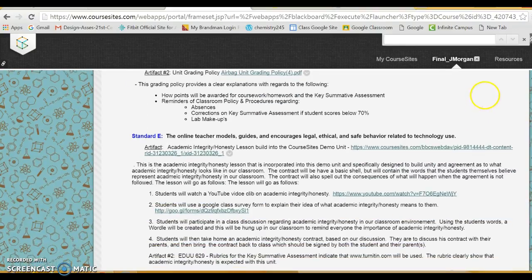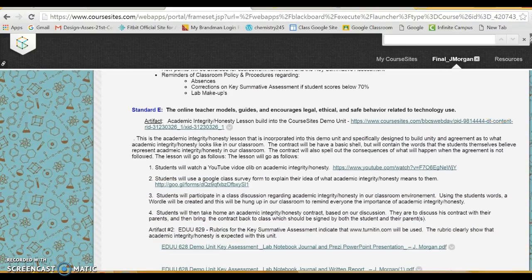Standard E, the online teacher models, guides, and encourages legal, ethical, and safe behavior related to technology use. Now this will probably not be done in this unit. It will be done way at the beginning of the school year, where there's an academic integrity honesty lesson built into this demo, but really it would be probably at the beginning of the year.